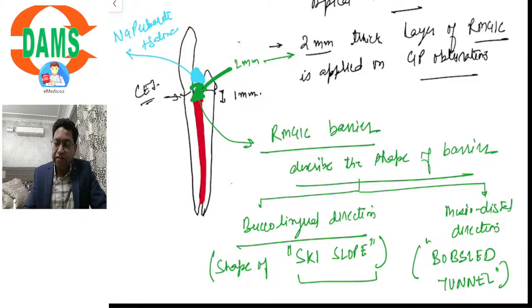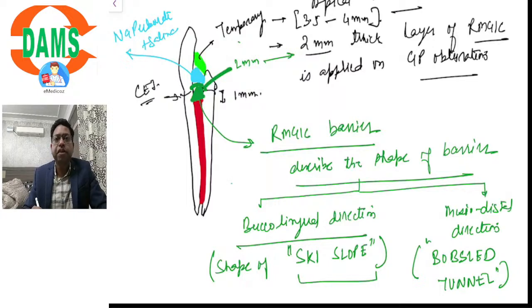And on top of that, we would close the pulp chamber with a temporary material. A thick temporary material is applied, usually in the thickness of 3.5 to 4 millimeters. A thick layer of temporary is applied so that no percolation of fluids into the pulp chamber or vice versa occurs. This is known as walking bleach. This is the sequence of doing the walking bleach.